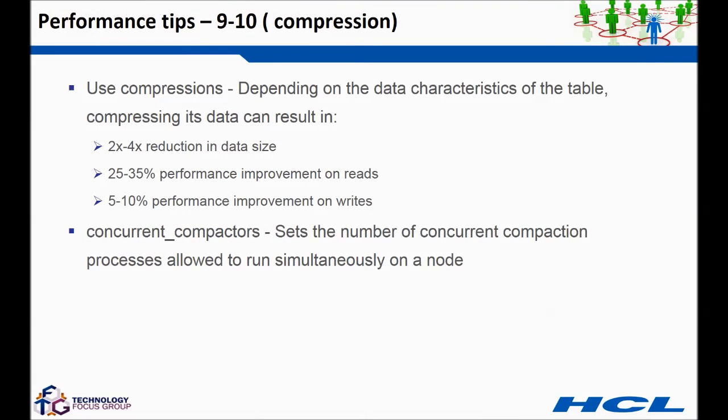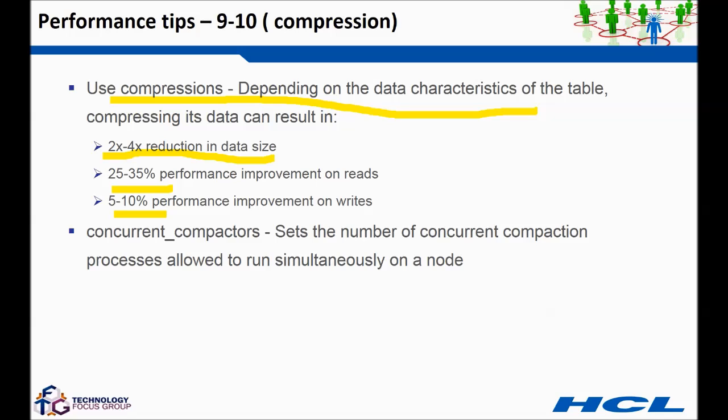So this set is related to the performance tips for compression. If you use compression, depending upon your data characteristics and workload, it can give a 2 to 4 times reduction in data size, a 25 to 35% improvement in reads, and a 5 to 10% performance improvement on writes. So always prefer to use compression when you are dealing with Cassandra.